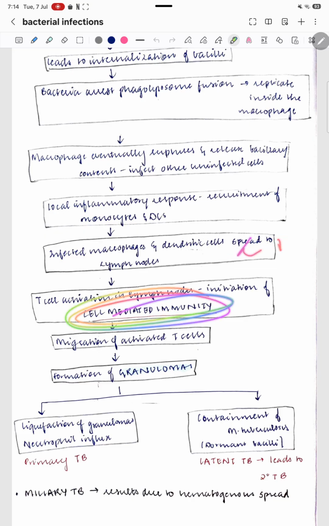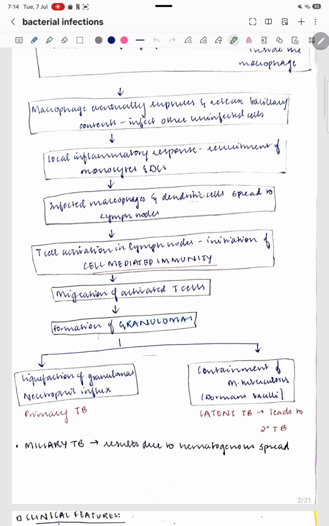We read two types of immunity, and in that we read about cell mediated immunity. That happens when these infected macrophages spread to the lymph nodes and the lymph nodal cells activate, causing cell mediated immunity. After this, these activated T cells migrate and activate the formation of a granuloma.